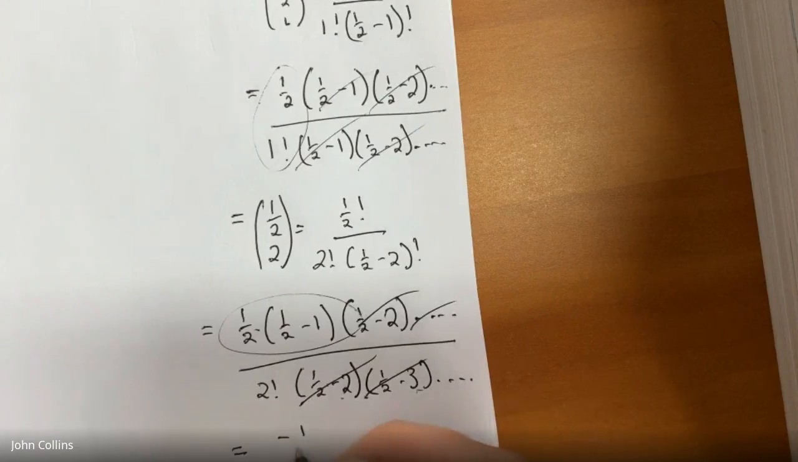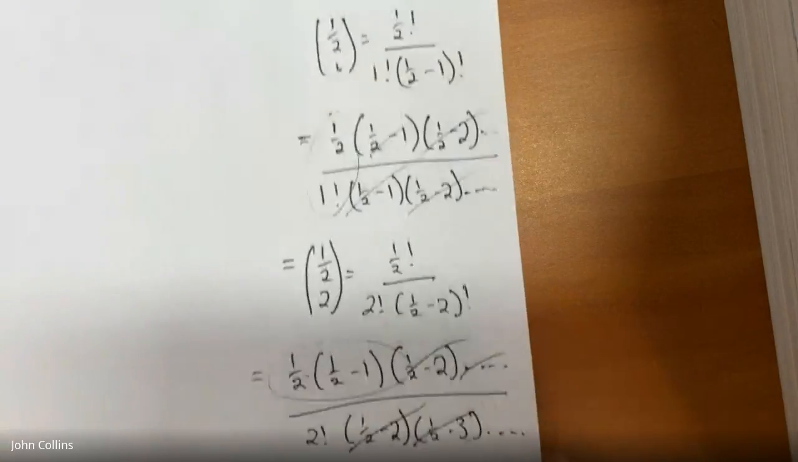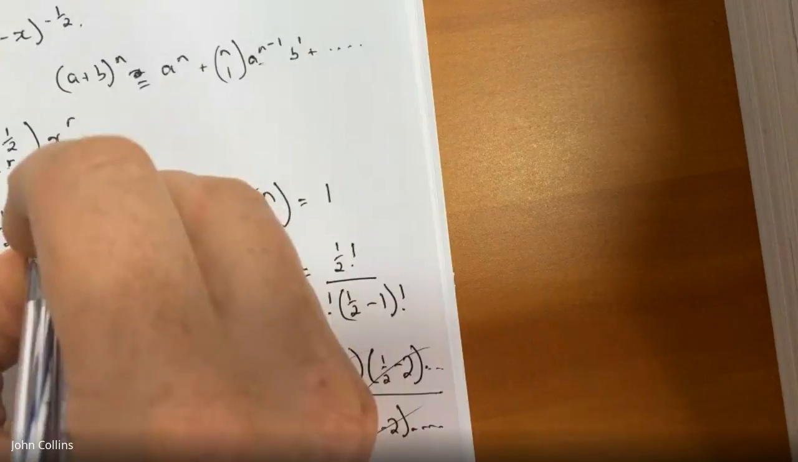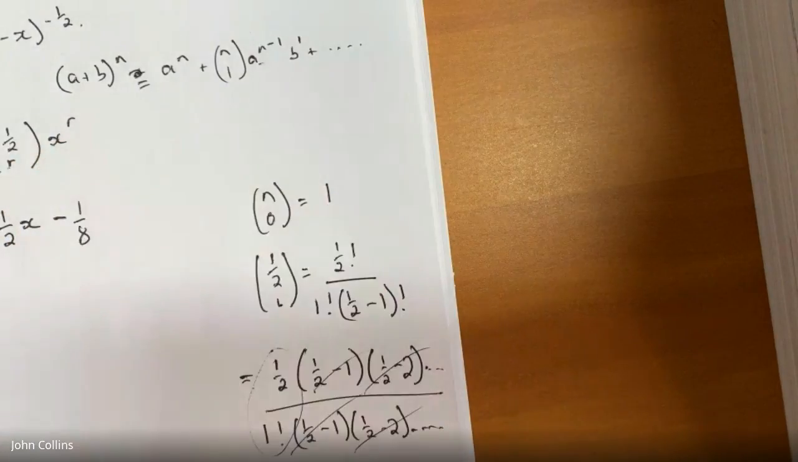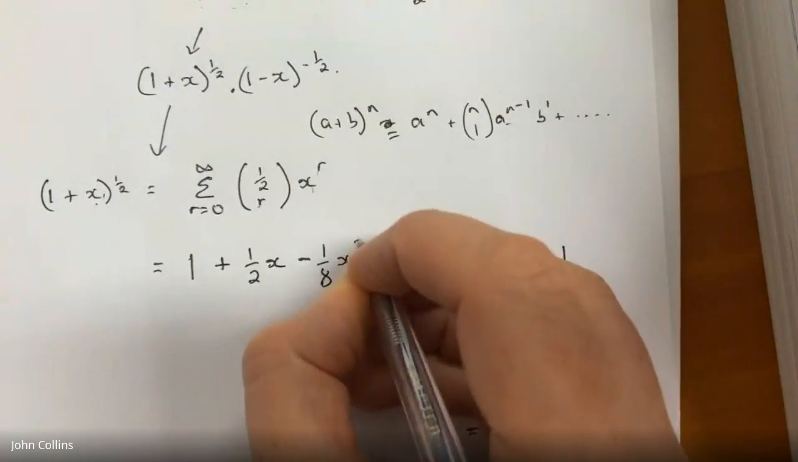Minus an eighth, yeah. So it comes down to minus an eighth. So let's put that in as our coefficient. That's just some simple number manipulation. That's going to be now minus an eighth times x squared, which is the next term.